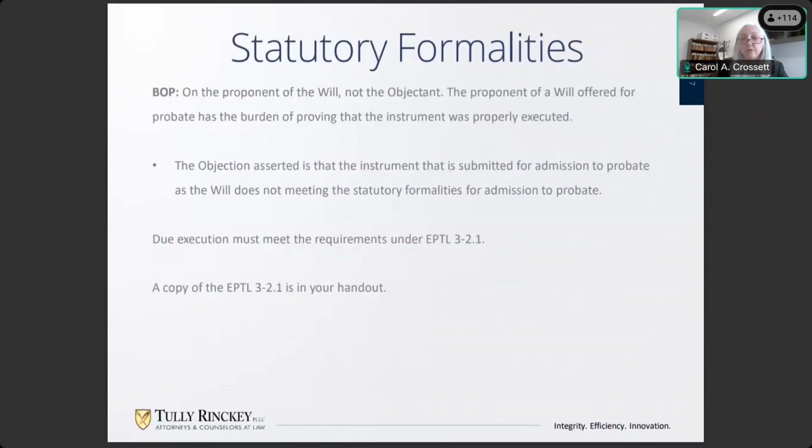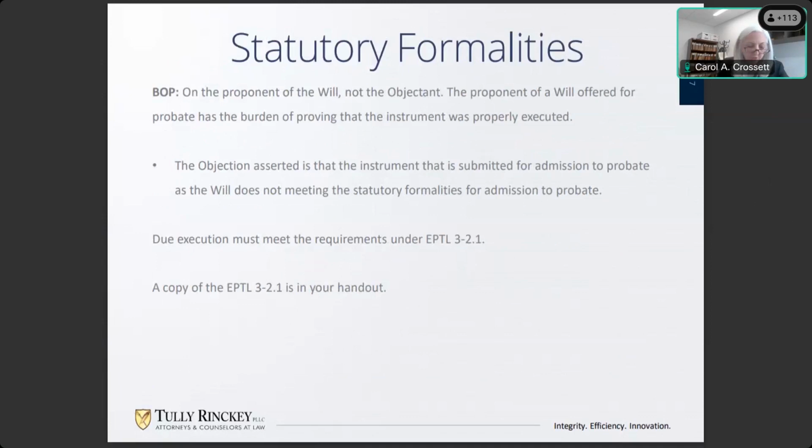But in terms of the statutory formalities, the burden of proof is on the proponent of the will in that case, not the objectant. The reason is the proponent is the person who is actually trying to admit the will to probate. The proponent of a will offered for probate has the burden that the instrument was properly executed. And when you look at the execution requirements, you look to EPTL 3-2.1, and it must meet those requirements.